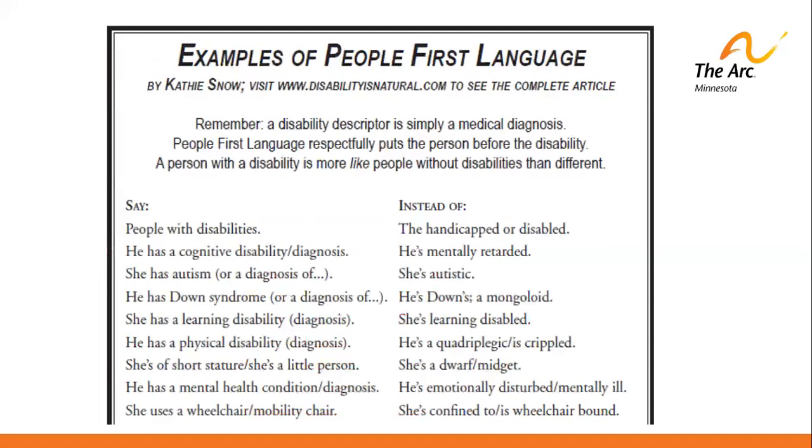As you can see from the list, there are some great examples. Number 1, people with disabilities instead of handicap or disabled. Or, he has Down syndrome rather than he is Downs. Or, he has a physical disability instead of he's crippled. Also, she uses a wheelchair instead of she's confined to a wheelchair or wheelchair bound.